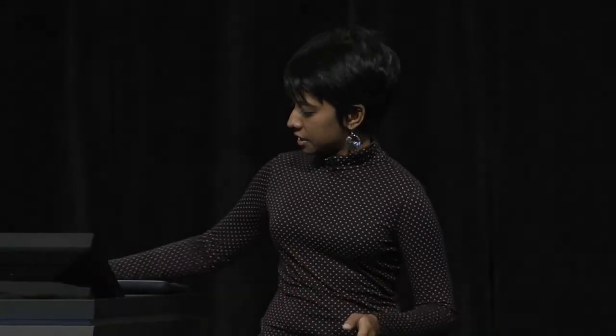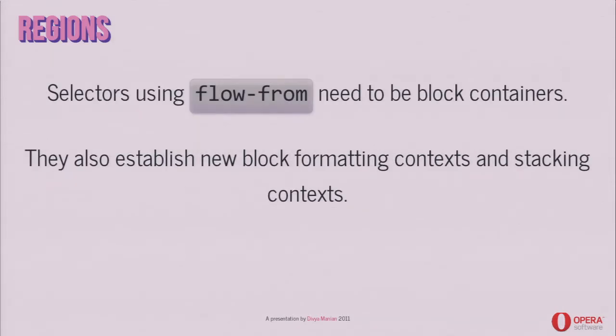So as I mentioned, article_flow is the named flow. And then all these selectors that are using the flow-from property, because they now become regions, they need to be block containers. And they also establish new block formatting contexts and stacking contexts. So it means that if you have content that is flowing through a region that is absolutely positioned, it means that it will be absolutely positioned relative to that particular region and not to the viewport. So that's something you need to keep in mind.